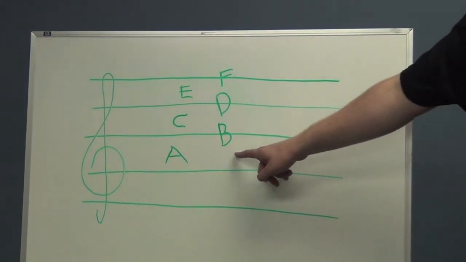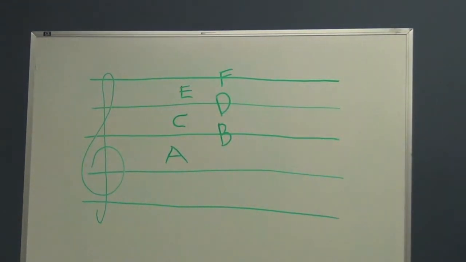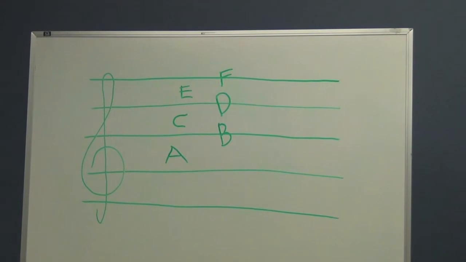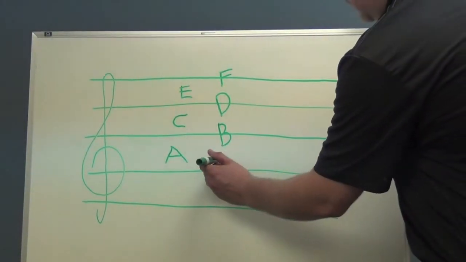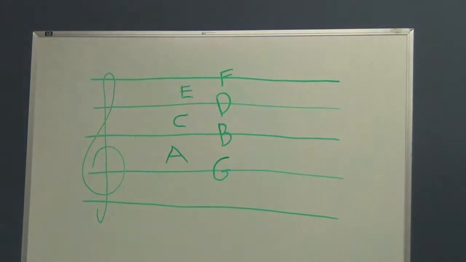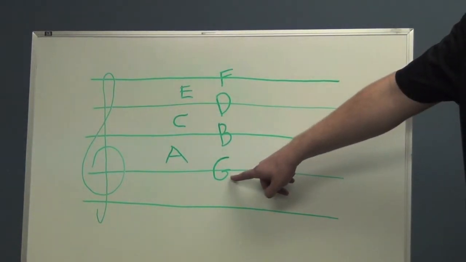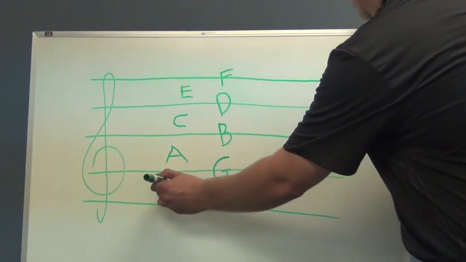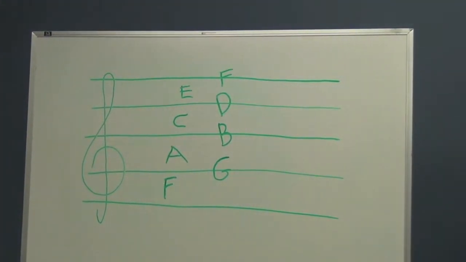Now to go down on the staff, we're going to go backwards in time, or we're going to move backwards through the alphabet. Since A is the beginning of our alphabet, we need to go back to the very last letter of the musical alphabet, which is going to be G. So this second line here is going to be G. From there, we just continue on backwards through the alphabet. So before G, we have F. And then before F, we have E. So this bottom line here is going to be E.